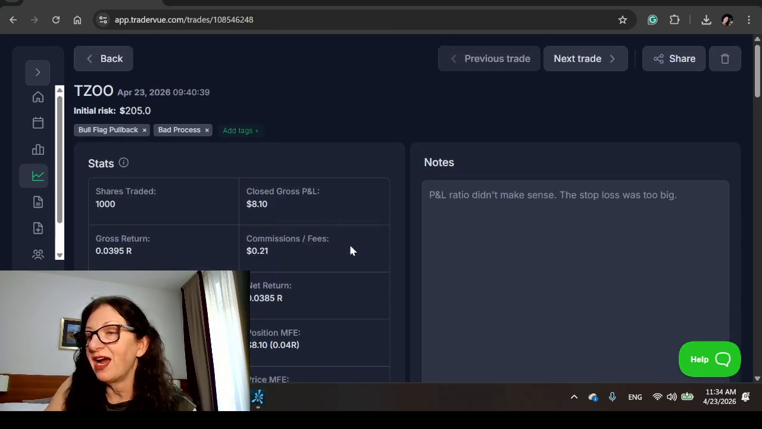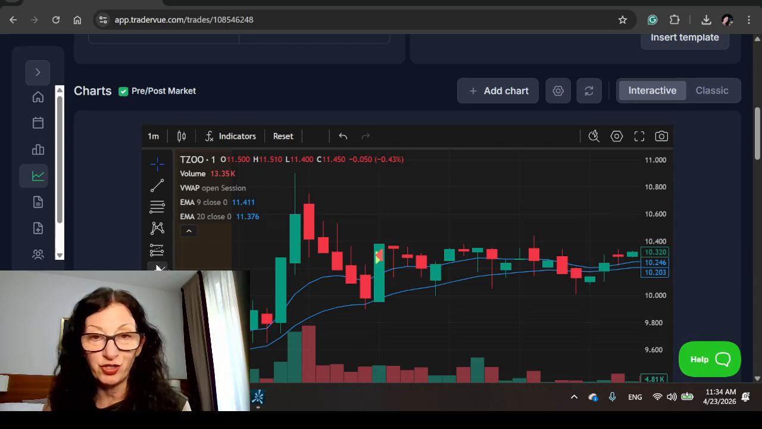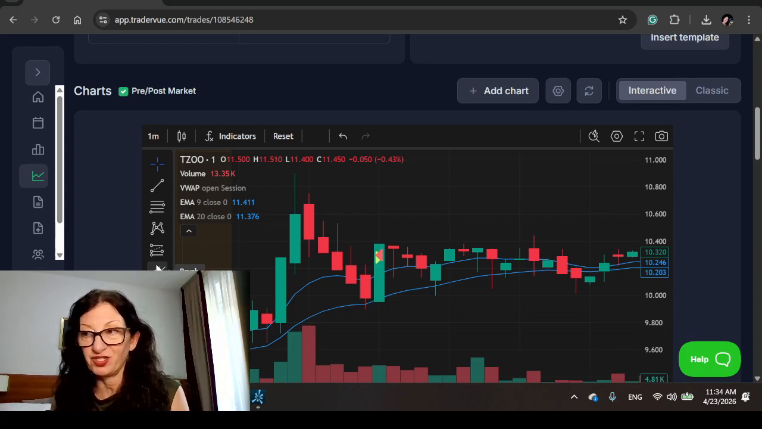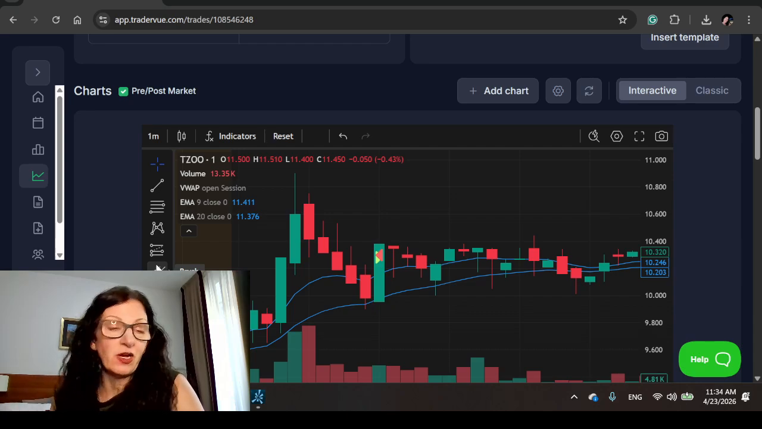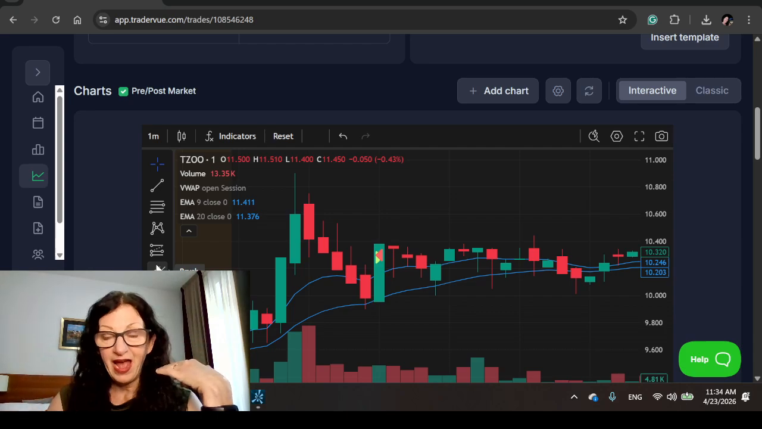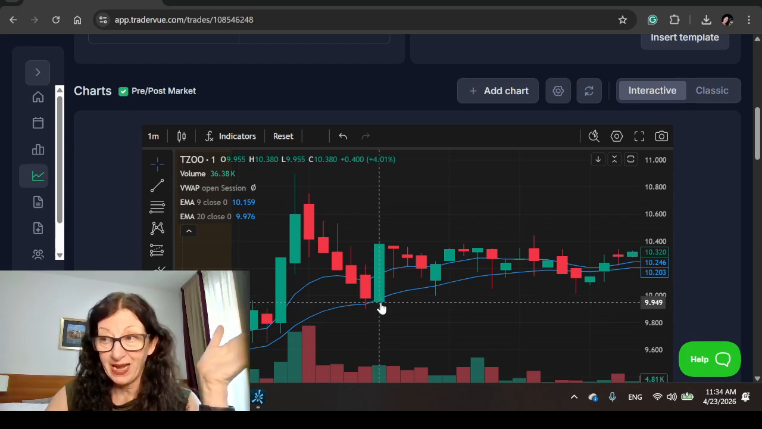Okay, and I got $8, so my return was 0.0385 of my risk. So in this case, I felt like I didn't take a good trade because I really didn't expect to get more than 10 to 20 cents a share, but I was risking 40 cents a share. So that's something that I'm working on this week on my bull flag pullbacks, on my stop, because I was keeping the stop too tight before. And now I'm trying to work on having the stop be at the low of the low candle, right?